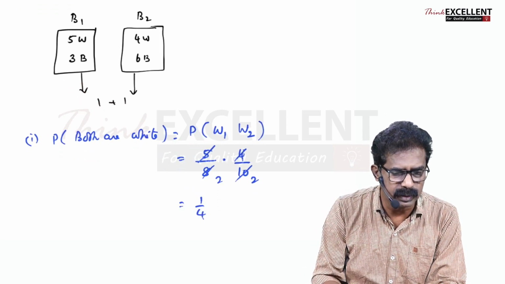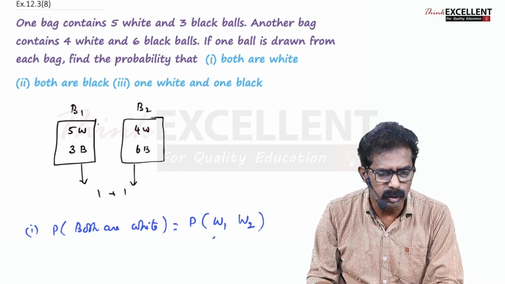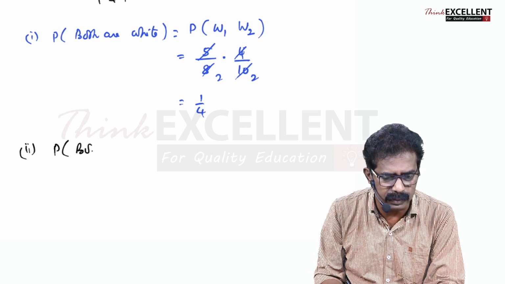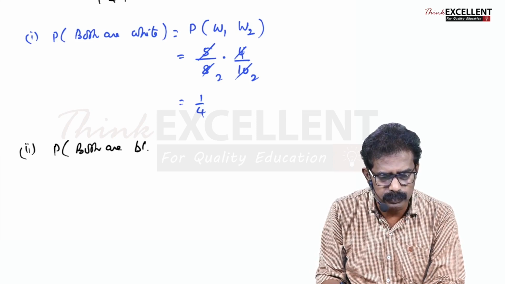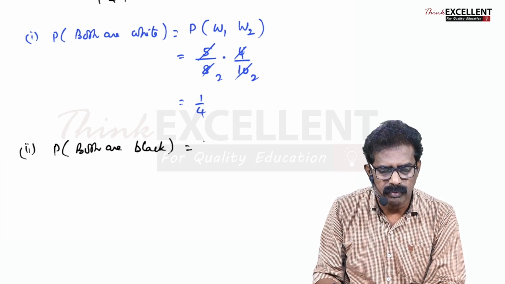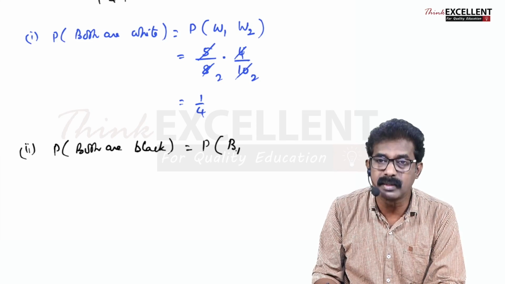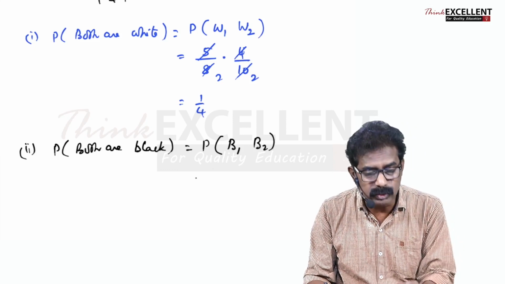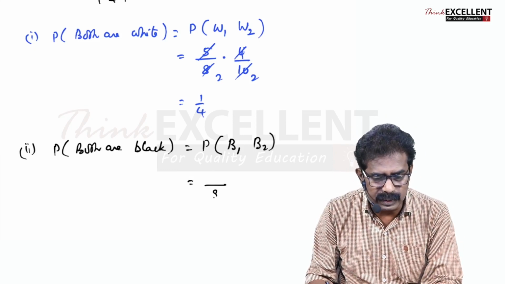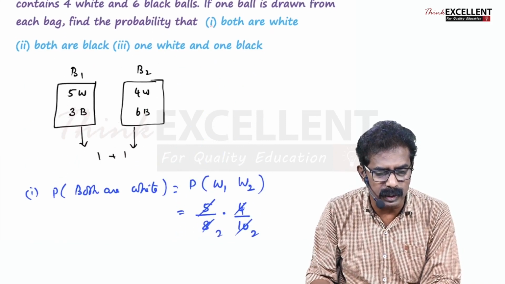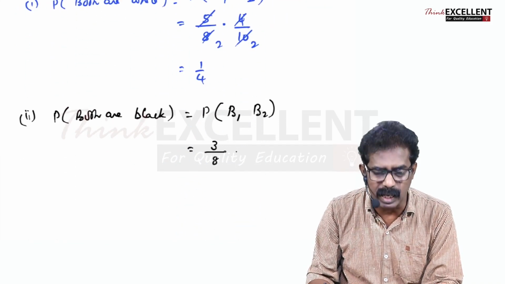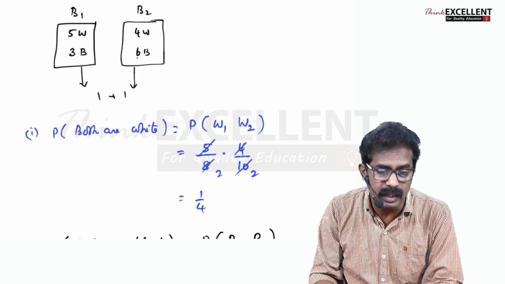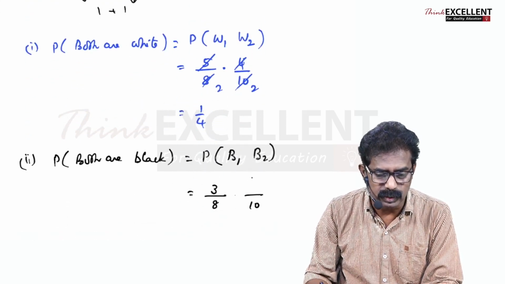See the second subdivision. Second subdivision is both are black. Probability that both are black. What's the meaning? From the first bag you should get a black, and second one also you are getting black. From the second bag also black. First bag totally 8, but in which black balls only 3. So 3 by 8. And the second one totally 10 balls are there, 6 plus 4, 10. We have to get a black. It is 6. So 6 by 10.